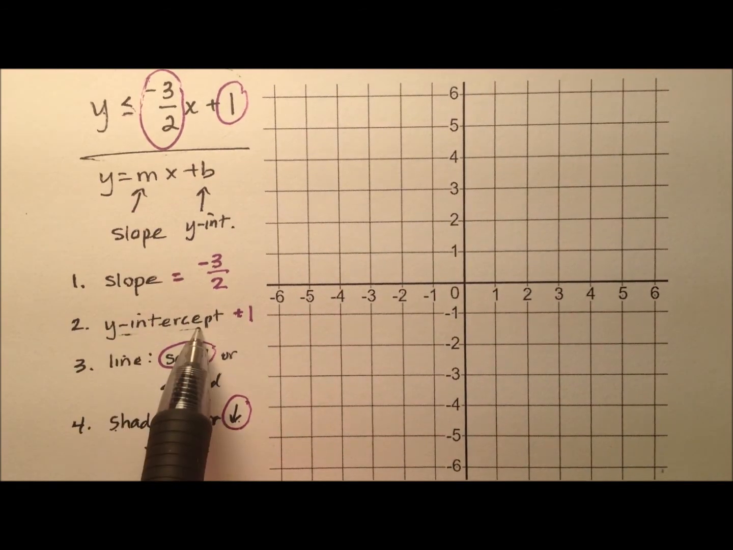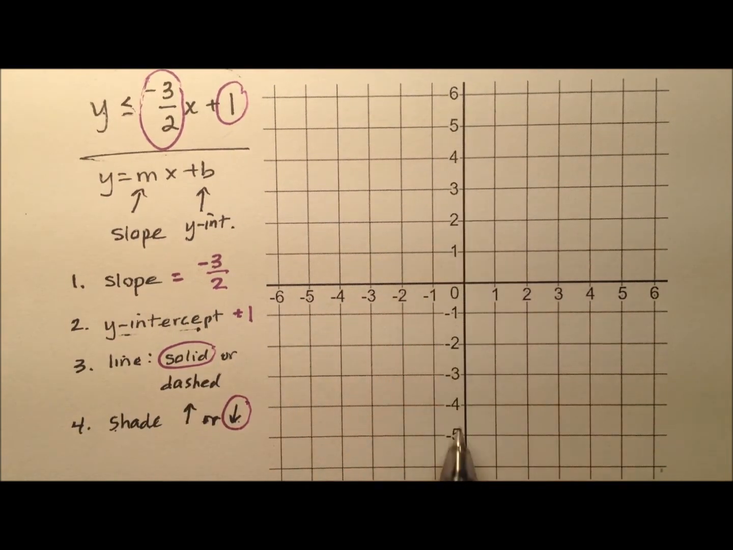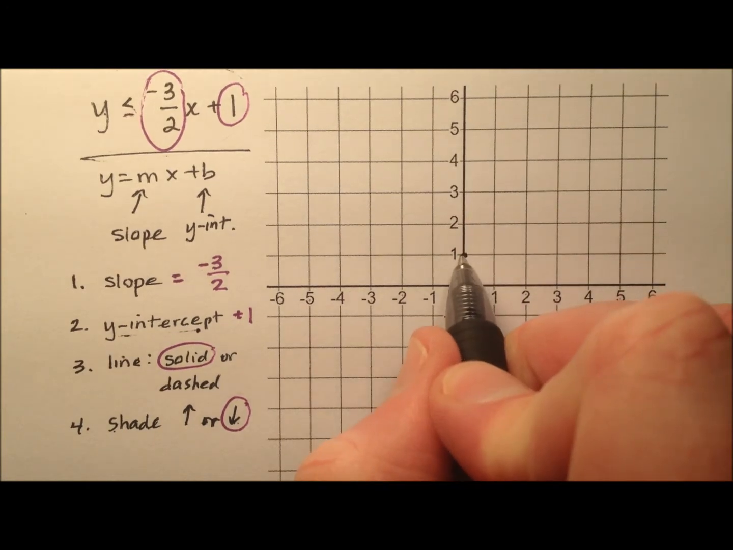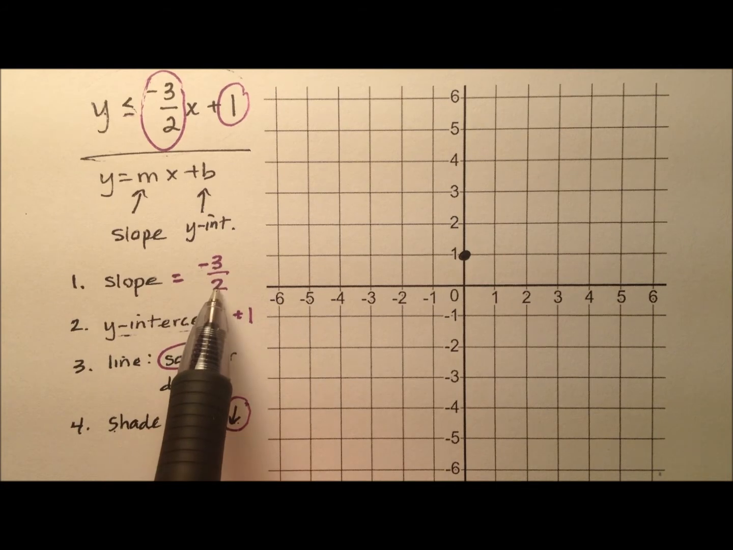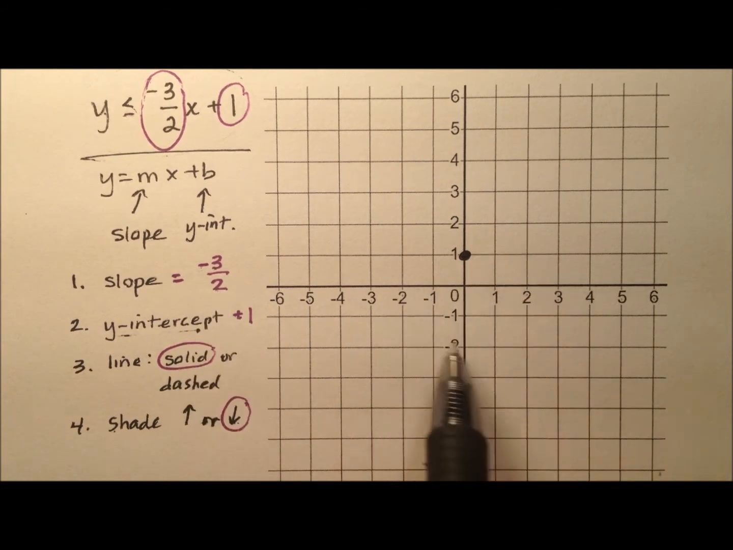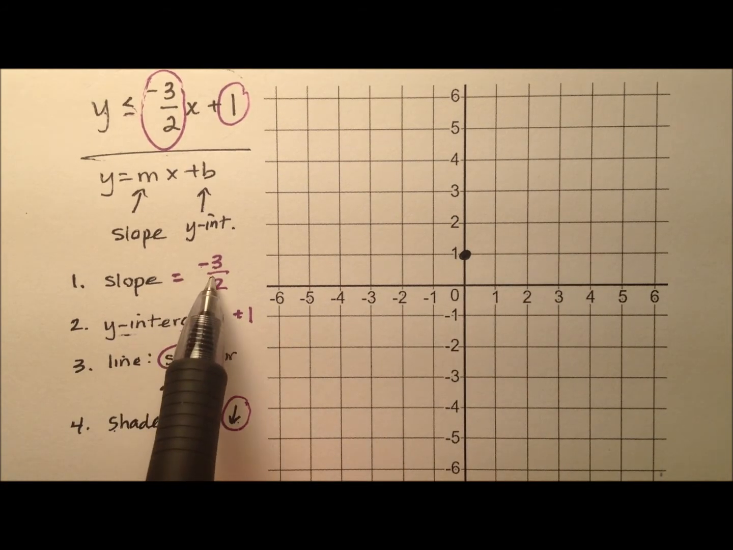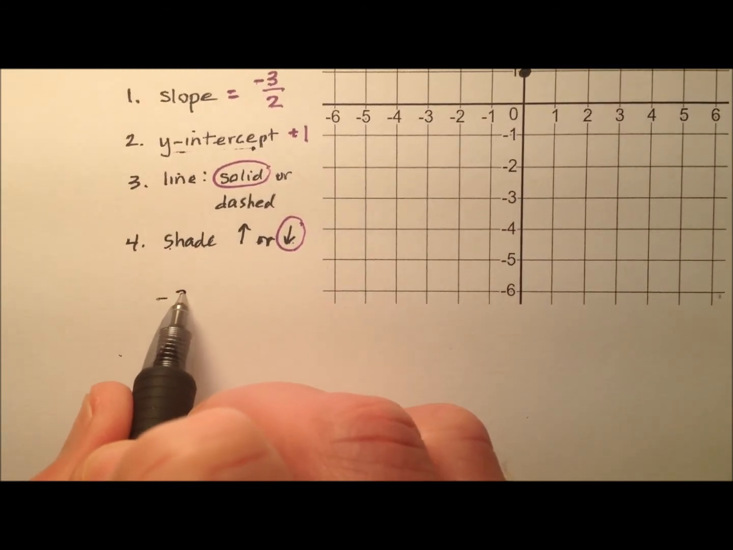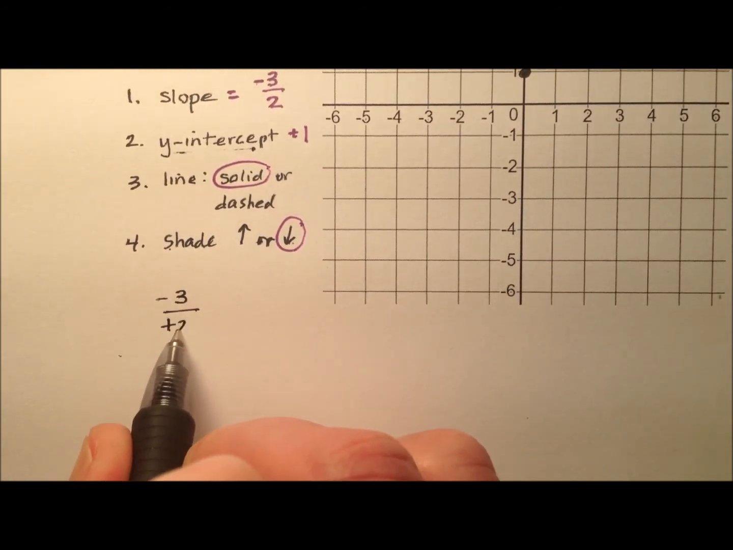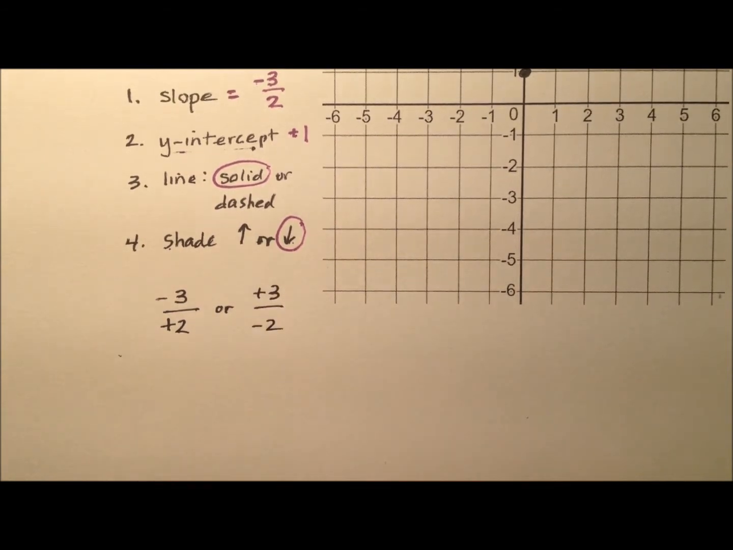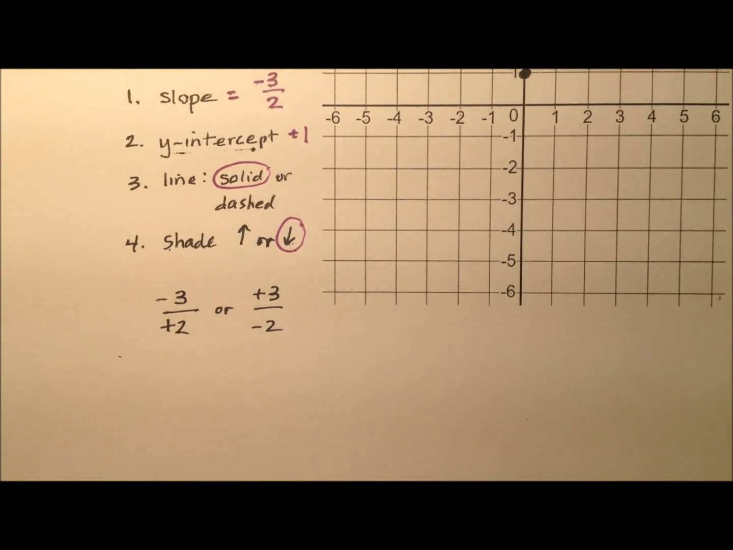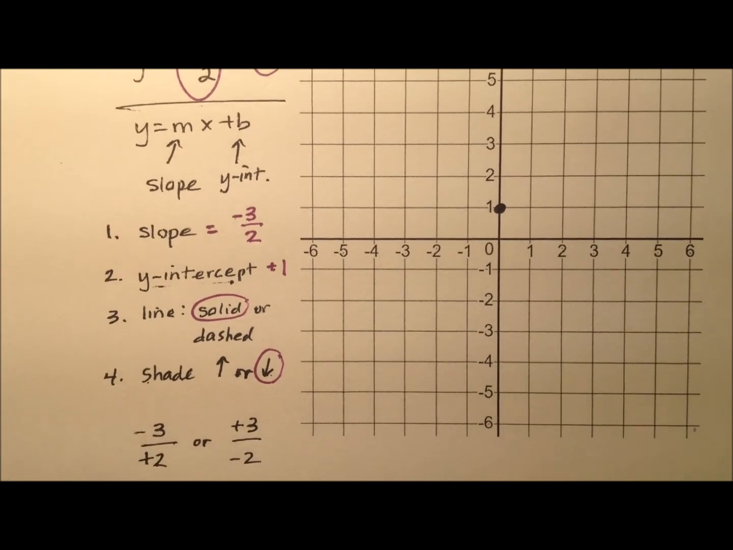So we always start at our y-intercept, positive 1. Our y-axis is the vertical axis, so let's go to positive 1. And then we're going to use the slope, negative 3 over 2, to plot some more points on my graph. So remember, a slope of negative 3 halves means a negative 3 over a positive 2, or a positive 3 over a negative 2. So either one of these will work, and we'll use one of them to make points to the right, and one of them to make points to the left. Okay? So let's see what that looks like.